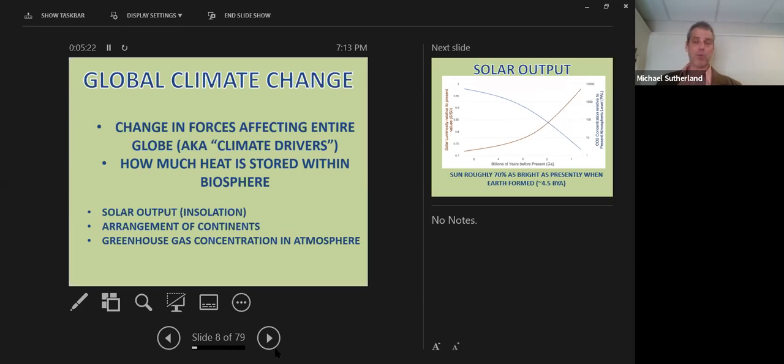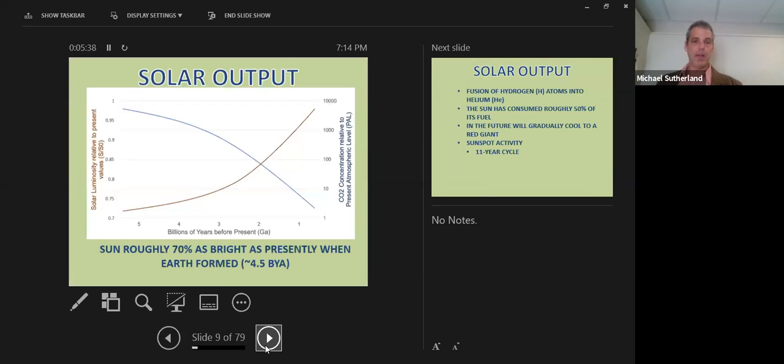And then, of course, the one that we're so familiar with these days is the greenhouse gas concentration. We'll be going into a definition of what the greenhouse gases are shortly. But variations in that content will have a huge effect on how much heat can even be stored in the atmosphere. So to start with number one, solar output: the sun is a little over 4.5 billion years old.